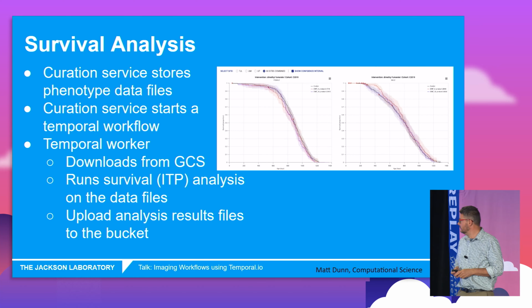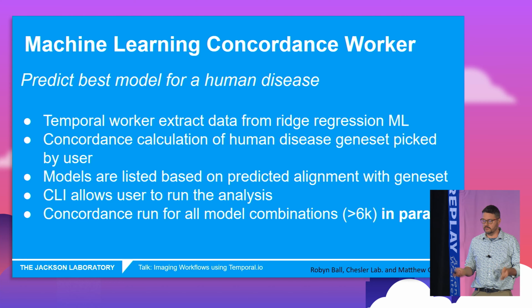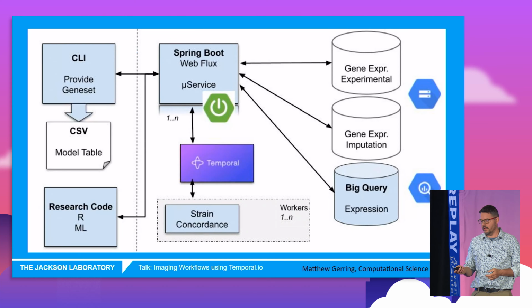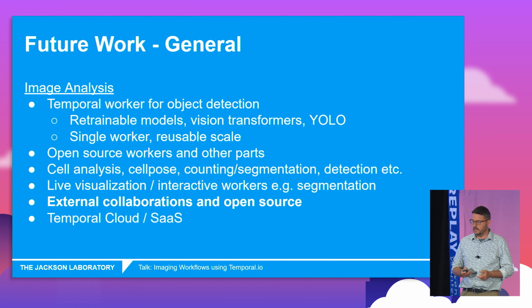How are we doing for time? I was thinking of doing a couple of other workers outside of image analysis that I wanted to talk about, for genetic analysis and machine learning, but I'll skip over those. There's actually a diagram, a slightly different architecture we've done for that.